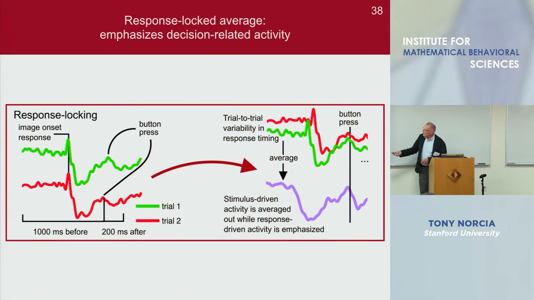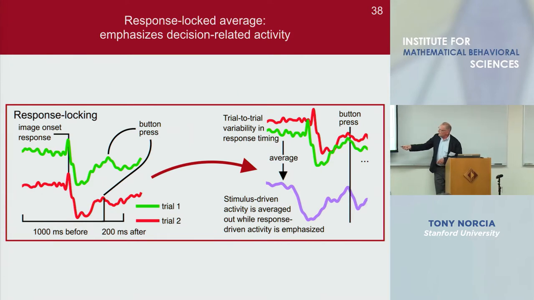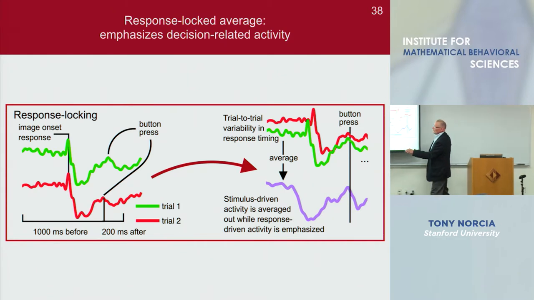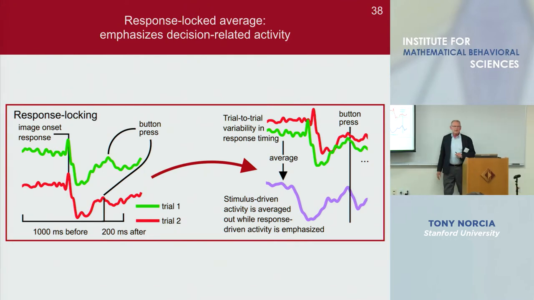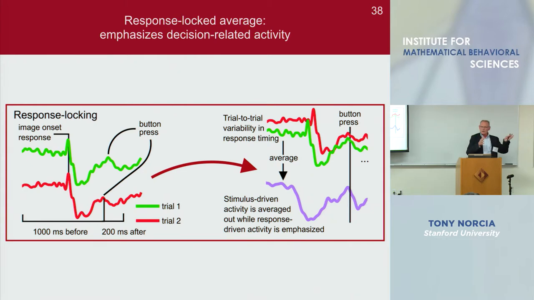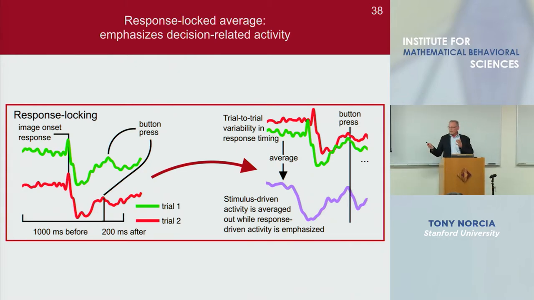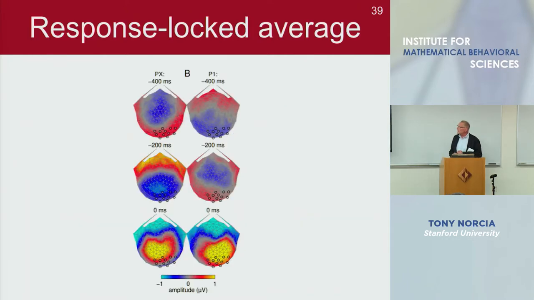So let's say here's a trial in green. There's the initial stimulus locked activity. And then there's, let's say, the button press happened here. Another trial comes up, could be the same group, happens to have a faster reaction time. Now, if we align on the button press, we can emphasize the activity that was correlated with when the button went down and not correlated with the time of the stimulus locked activity, which will tend to be averaged out because you're now time locking on a different base. So that's the logic.